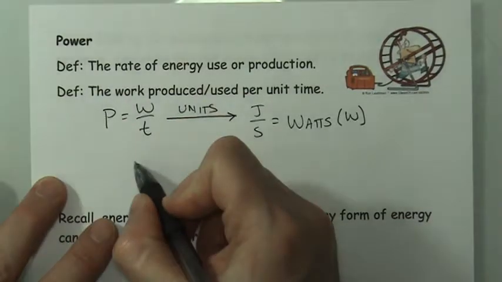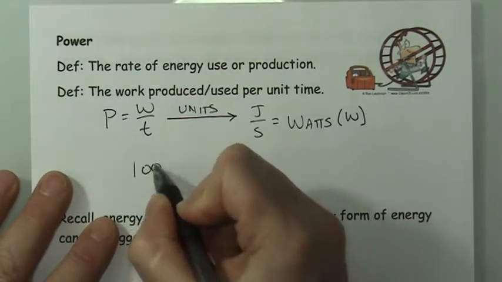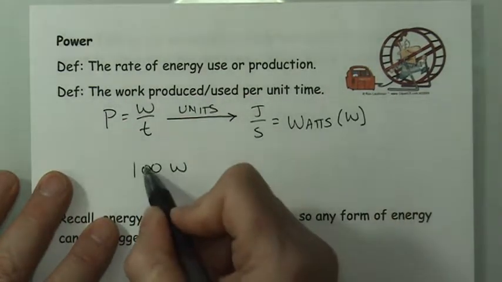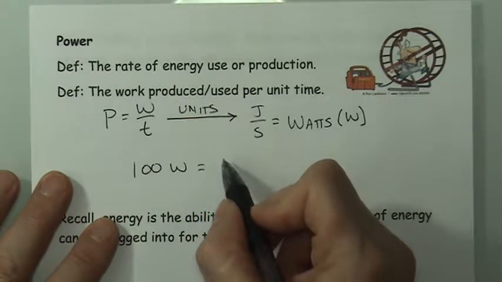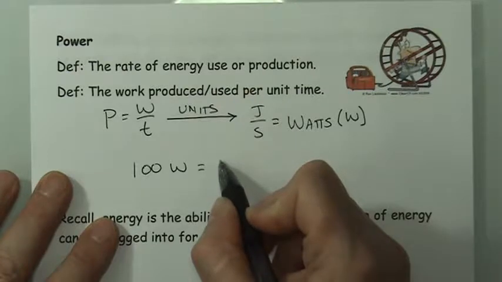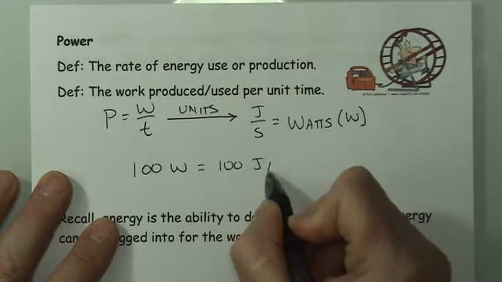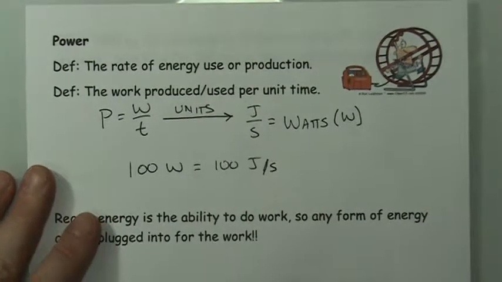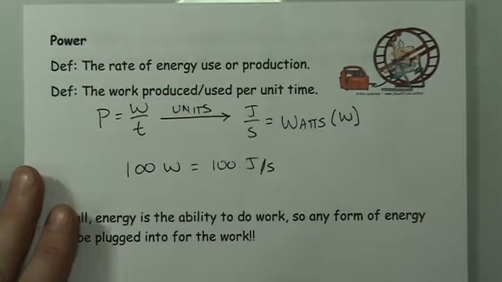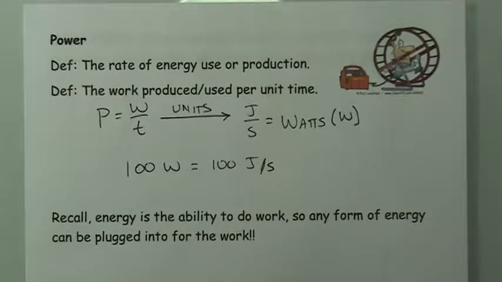But essentially, when you say that something has 100 watts, like for example a 100 watt light bulb, what you're saying is that that light bulb uses or produces 100 joules per second. Okay, so armed with that simple definition, we can take a look at some different ways in which you might apply the concept of power to practical problems.